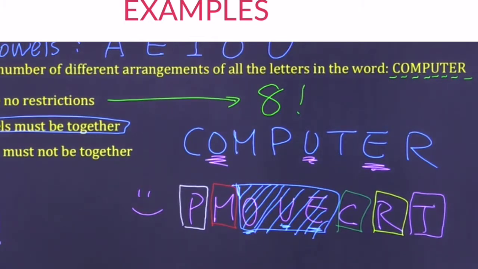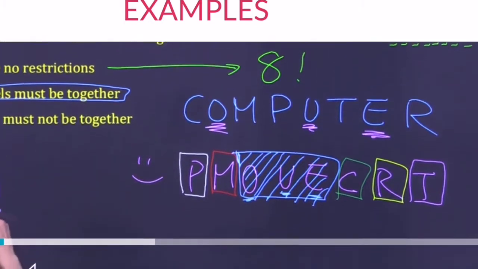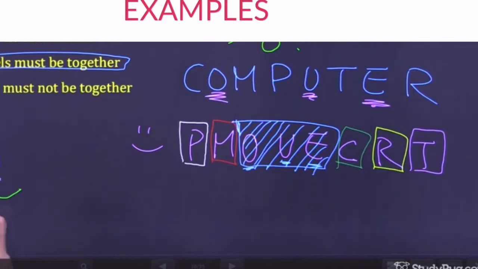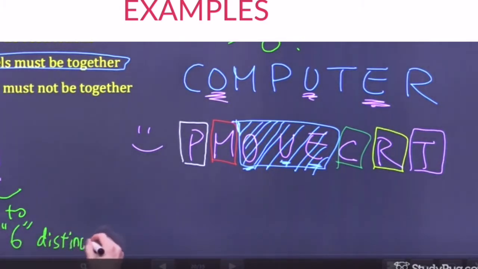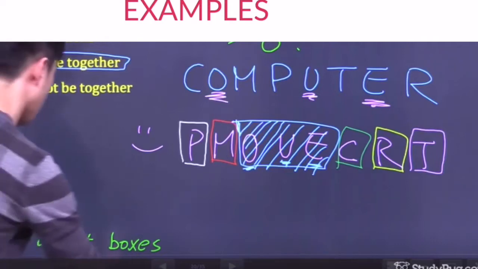Okay, so let me make a note. 6 factorial comes from the ways to arrange 6 distinct boxes. Okay, guys? Now next.